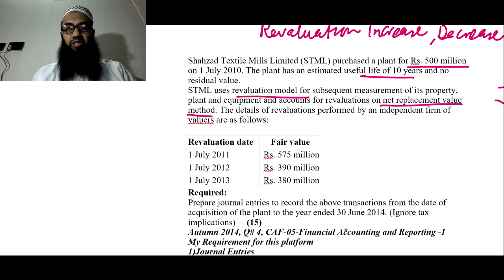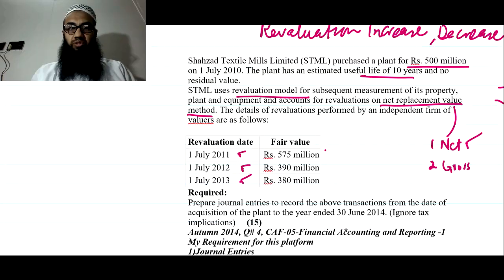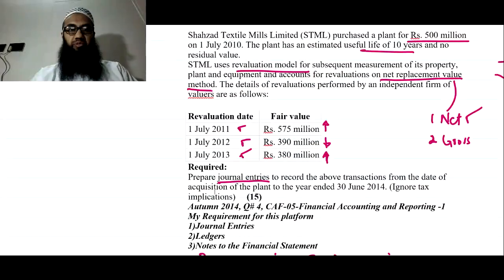There are two methods. One is net, the other one is gross. Normally, the net revaluation, net replacement method is followed in the industry. The details of the evaluation performed by an independent firm are as follows. On 1st July 11, 1st July 12 and 1st July 13: first a revaluation increase, then a revaluation decrease, then once again it happened. It seems over here that it is a revaluation decrease, but actually it is once again a revaluation increase. ICAP's requirement was general entries only, but my requirements are general entries as well as ledgers, as well as notes to the financial statements. Let's start.